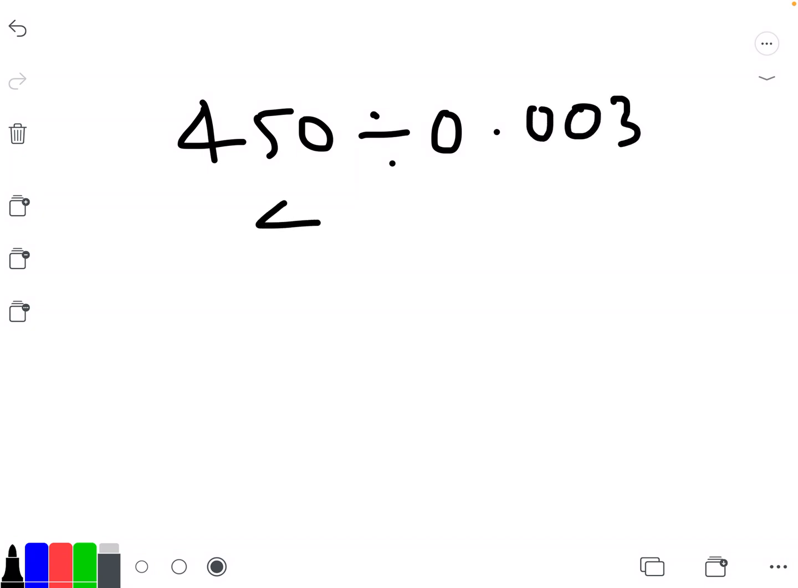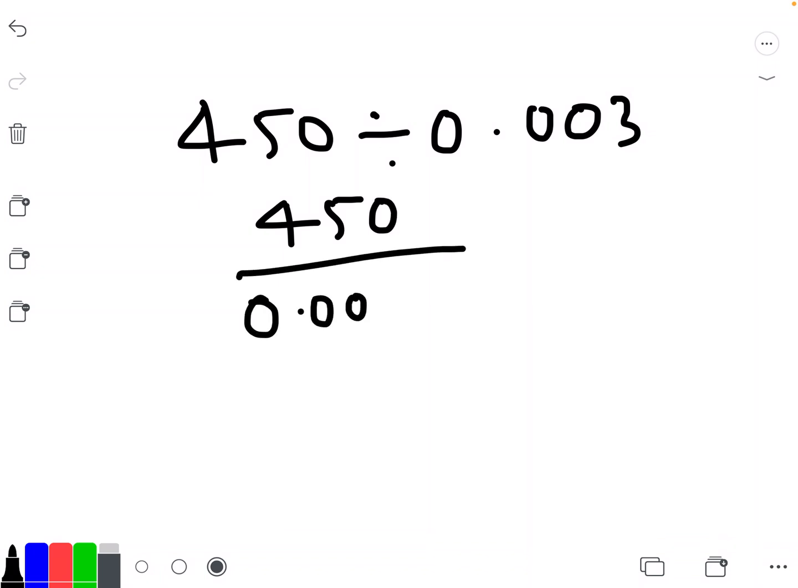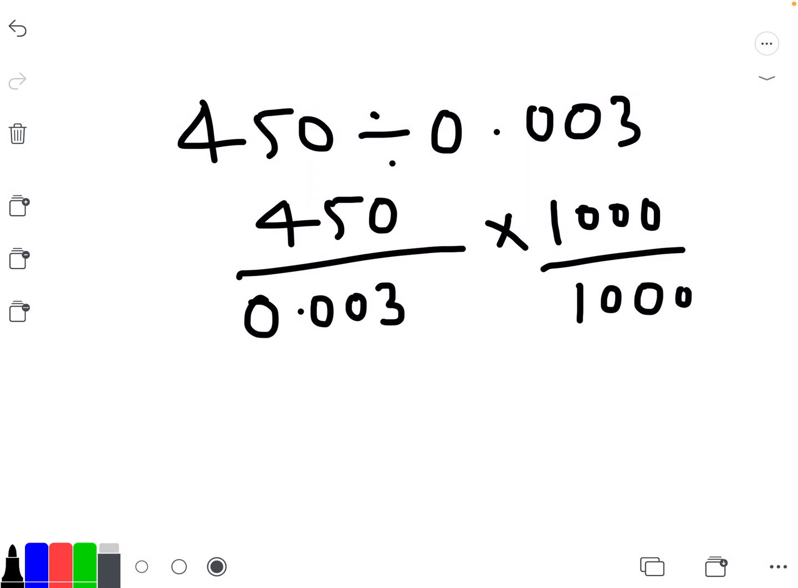Let us do one more problem. 450 divided by 0.003. In this case, we find 3 places counting from extreme right digit 3 in the denominator. So, we need to multiply both numerator and denominator with 1000 in order that the given fraction doesn't change.